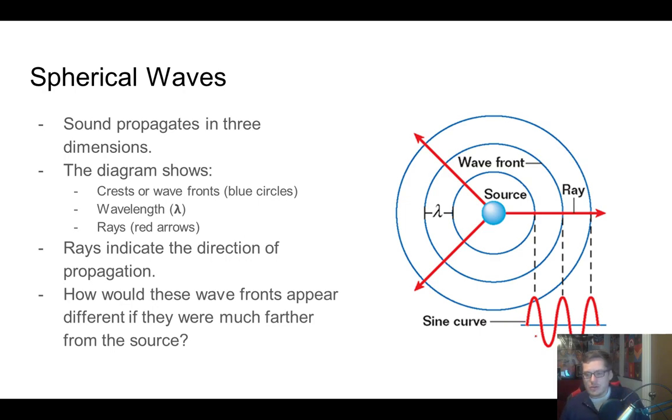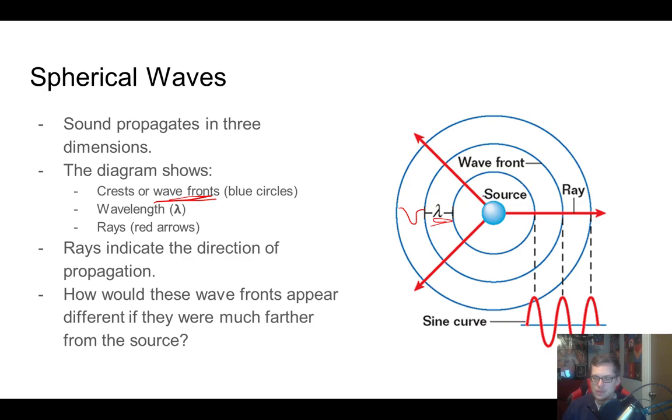We've got this diagram showing how waves propagate. These blue circles are known as wave fronts. Those are what they're called, wave fronts. Essentially, they represent the crests of your wave. So it would look something like this, crest to crest. That's a wavelength, so the distance between two of them is the wavelength.